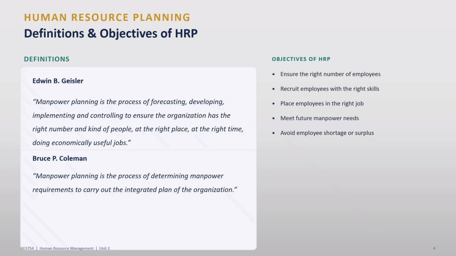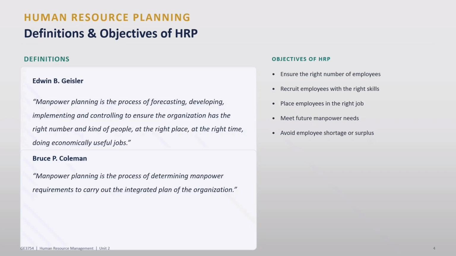According to Bruce P. Coleman, manpower planning is the process of determining the manpower requirements needed to carry out the integrated plan of an organization. The major objectives of HR planning are to ensure the right number of employees, recruit employees with the right skills for the right jobs, and meet future manpower needs to avoid shortages.